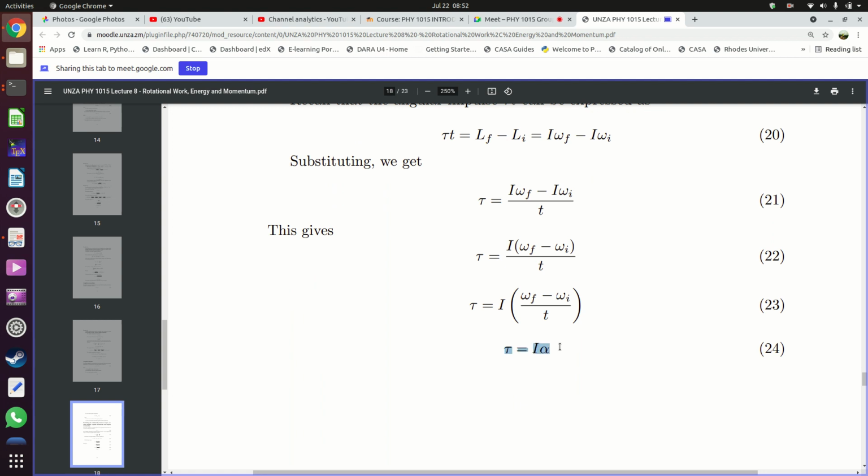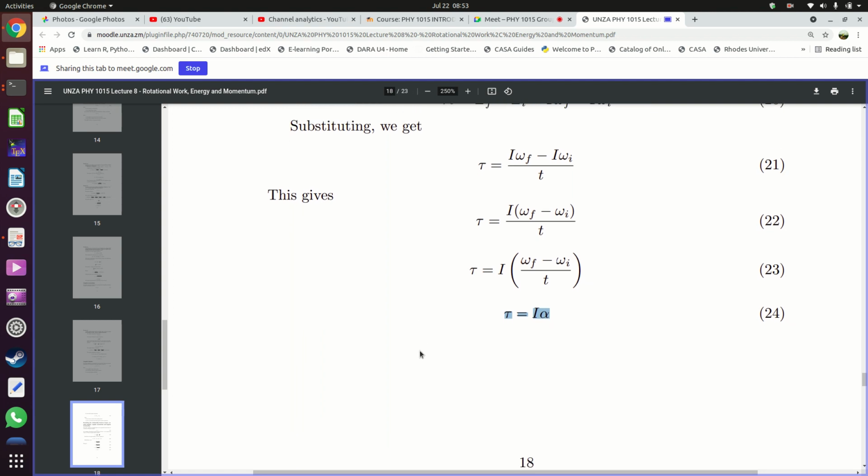This equation number 24, torque is equal to moment of inertia multiplied by alpha, is Newton's second law of motion for an object which is undergoing rotational motion about an axis of rotation. So we did not just come about with the substitution of saying, in place of F you put tau, in place of m you put I, in place of a you put alpha, the angular acceleration. The thing is sound. Are we clear?